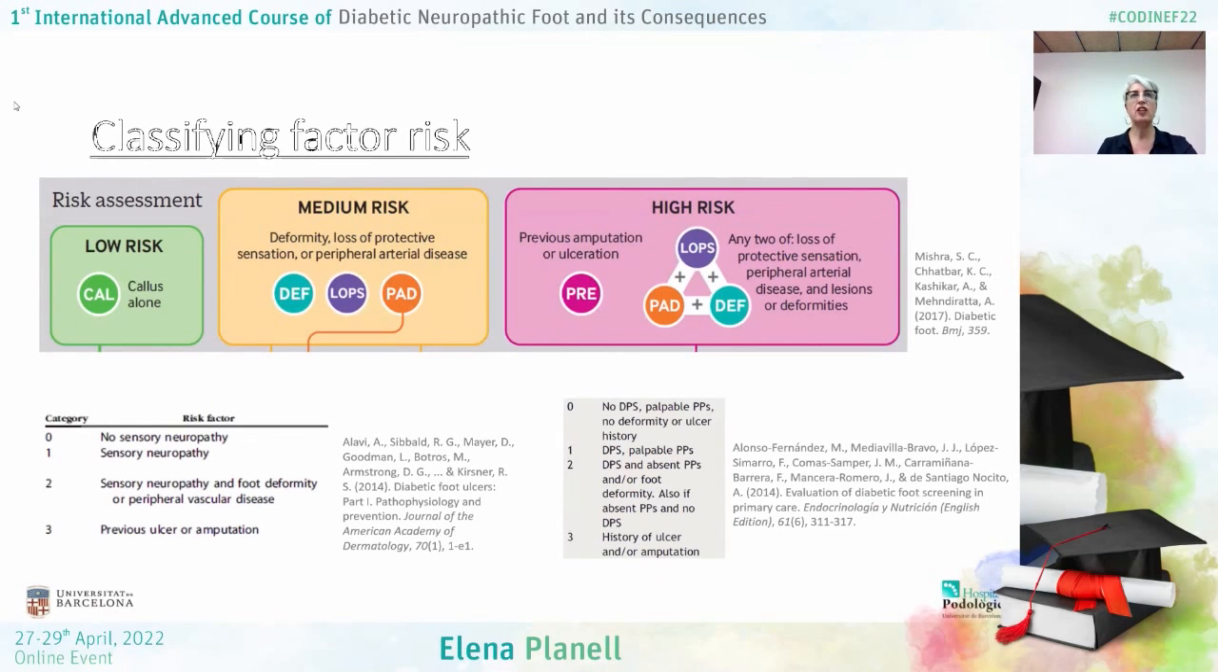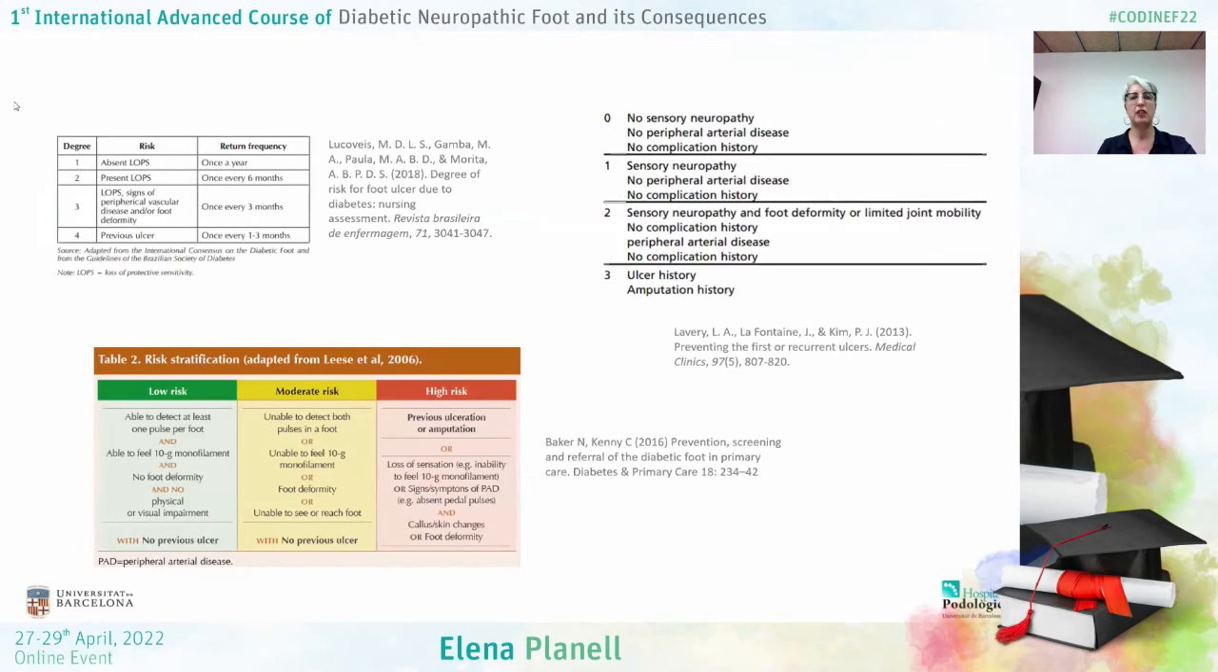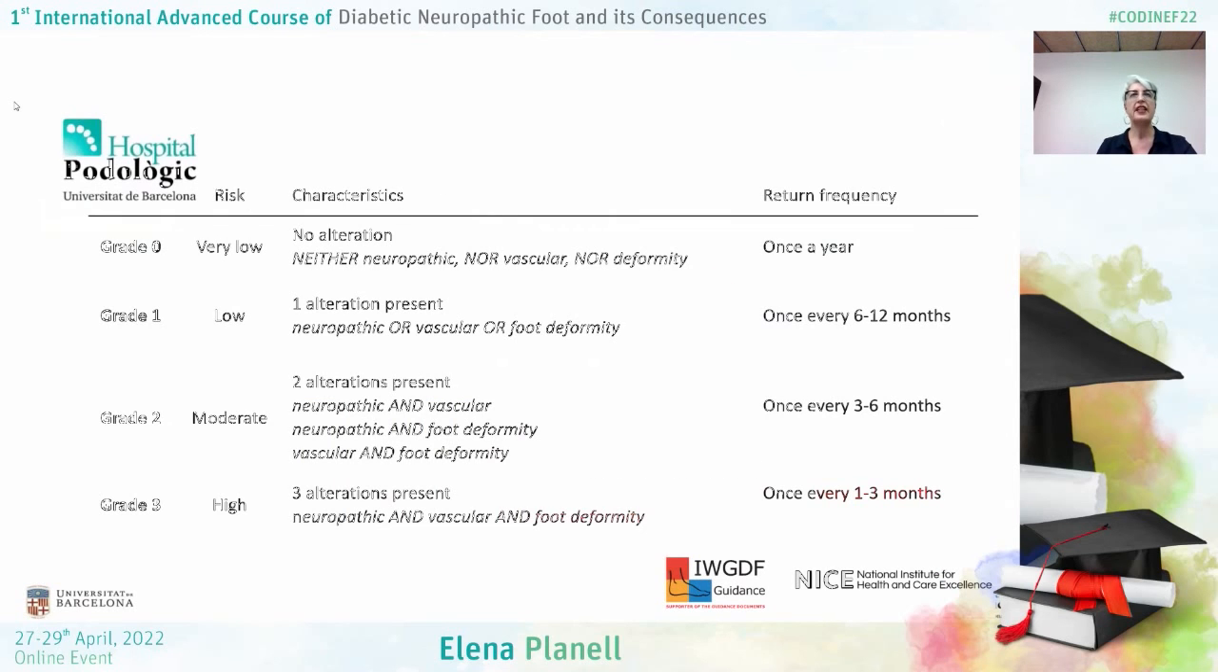These tests not only screen for the presence of diagnosis, but also predict future risk of complications. The literature shows different classifications, stratifications, and degrees. In the Diabetic Foot Service of the Podiatric Hospital of the University of Barcelona, this is the risk stratification table used. It is an adaptation of the International Working Group on the Diabetic Foot and NICE.